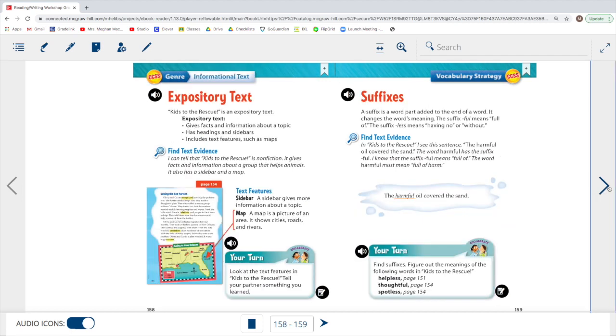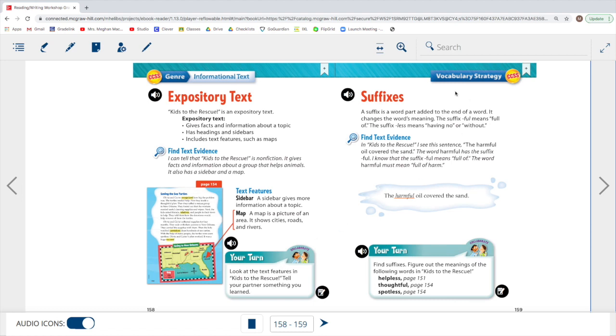Moving on. Our next strategy is our genre, our expository text. This is an informational text that gives us information about a topic. So, expository texts give facts and information. It has headings and sidebars. Right? Headings, that's like "Saving the Sea Turtles" here. It's normally bigger, sometimes it's a different color, but it has a heading to tell you what everything underneath it is going to be about. It includes text features such as maps, right? This map here gave a picture of an area. It showed where the kids were going to deliver those supplies in New Orleans.